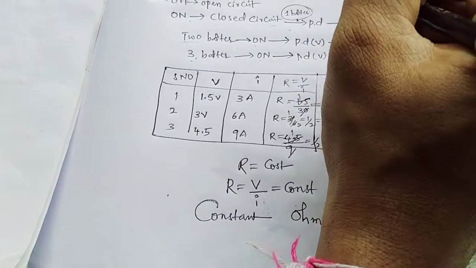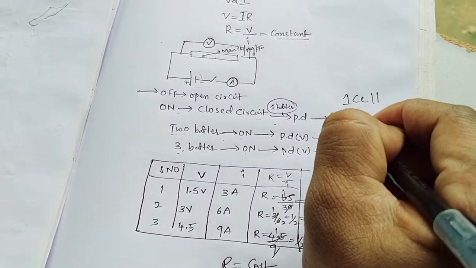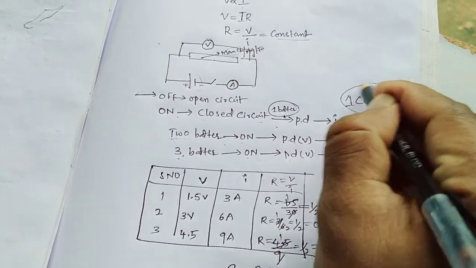What is the difference between a cell and a battery? Two or more cells together are called a battery. If there is only one, we call it a cell.